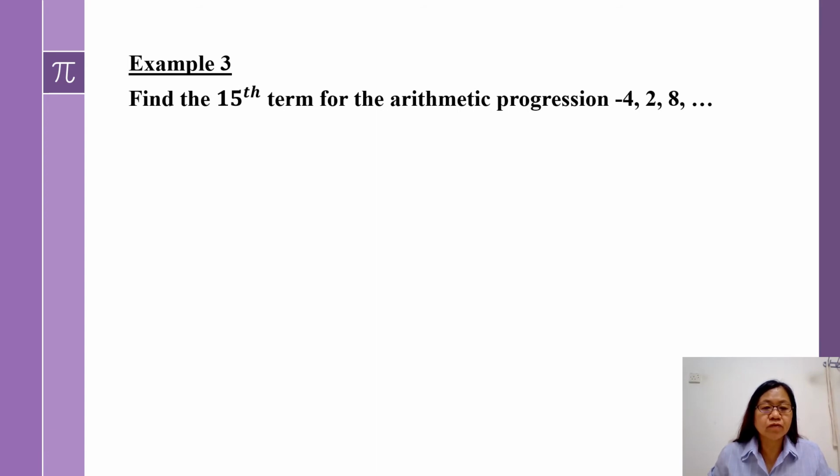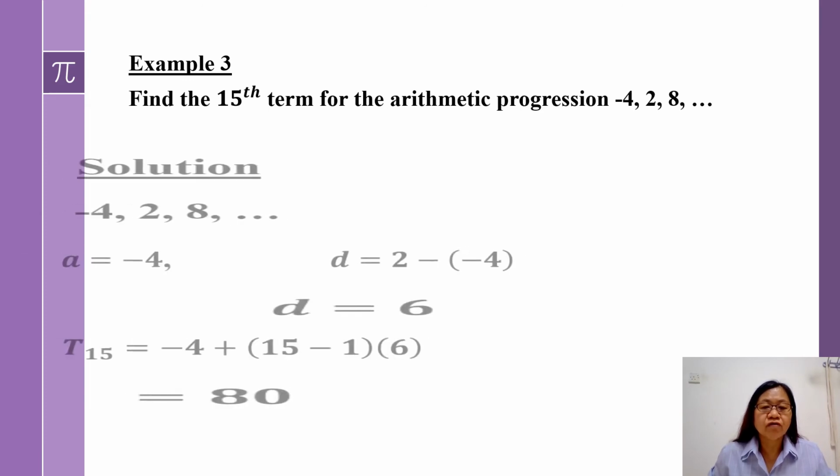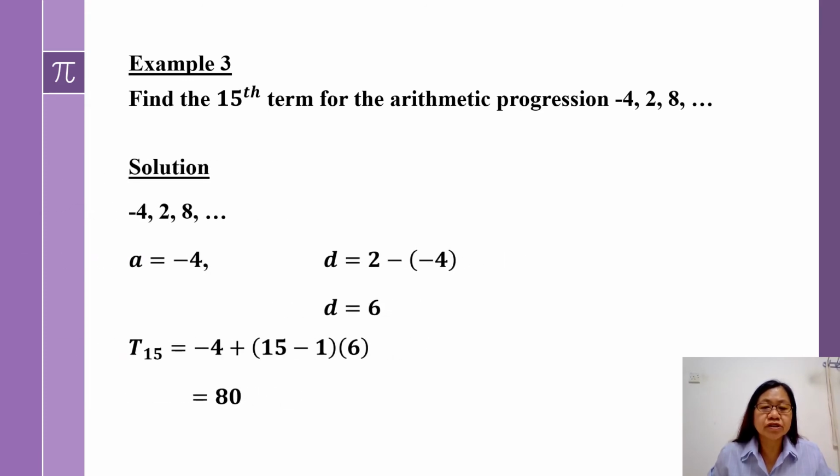Okay, now we go through some of the examples. Now is example 3. Find the 15th term for the arithmetic progression -4, 2, 8, and so on. So here A is -4. You have to find your D first. D is T2 minus T1, 2 minus -4. So here your D is 6. This means we want to find the 15th term, T15, by using the formula A plus 14 times D, because n minus 1. So the answer is 80.